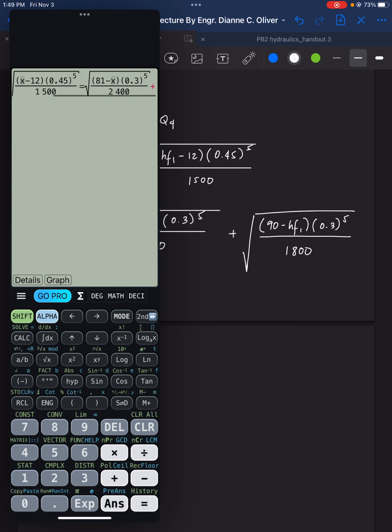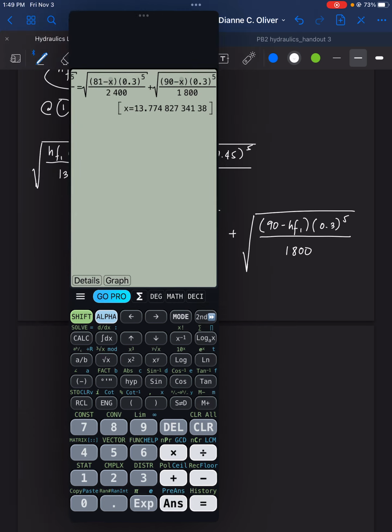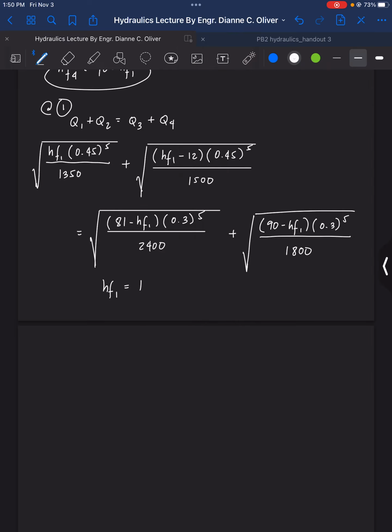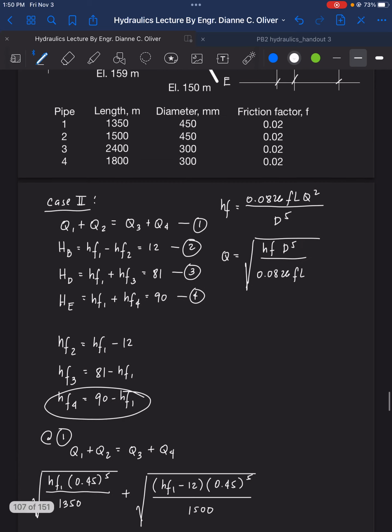So plus square root of 90 minus alpha x times 0.3 raised to 5 all over 1,800. So shift solve. So for HF1, that is 13.77. So 13.77 meters. So what are we looking for here?